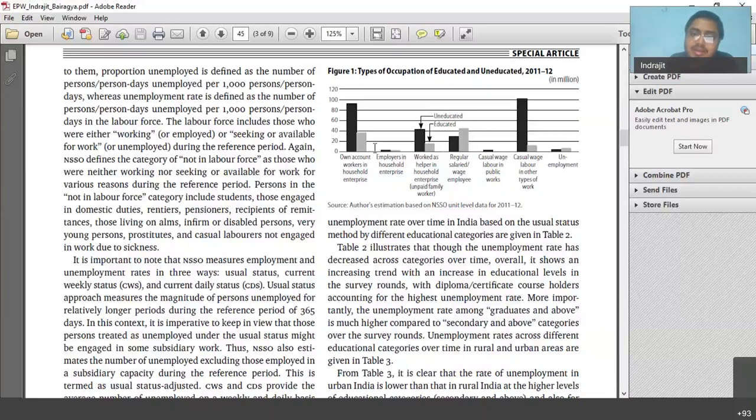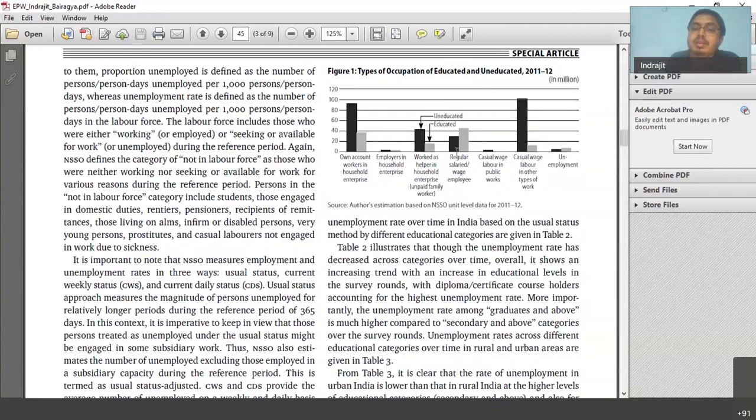So based on that data set, we have just made a comparison between educated and uneducated. Here you can see the lighter gray color represents educated, and the darker one represents uneducated. You see, uneducated people are employed, but where? They are mostly in own account work, helpers in household enterprises, and mostly in casual wage labor in other types of work.